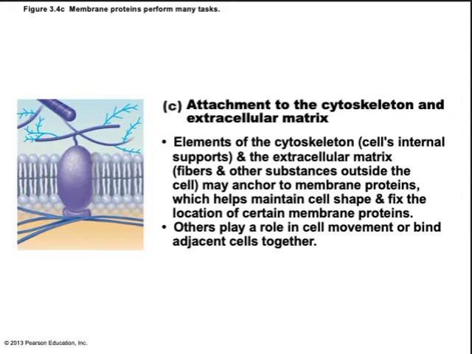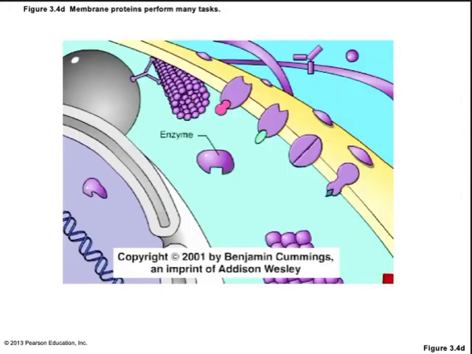So the cytoskeleton can attach to these proteins that are embedded in the cell membrane, and that can serve to anchor the membrane to its neighbors or to what we call the basal lamina in some cases, which is a non-cellular secretion that acts kind of like glue. And that maintains the cell shape and it sort of fixes its position. And others are critical in the movement or the binding of cells to each other. Okay, so let's take a look at that.